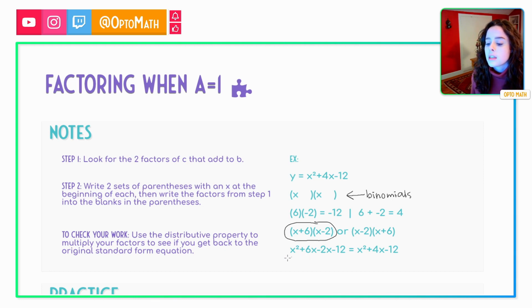So here is what happens if you would multiply that out. So you could do x times x is x squared, x times 6 is 6x, negative 2 times x is negative 2x, and negative 2 times 6 is negative 12. So you get that, and then you combine those like terms of 6x and negative 2x, and you get 4x. And you see that that is the same thing as what we started with. So that's the way you can check your work.